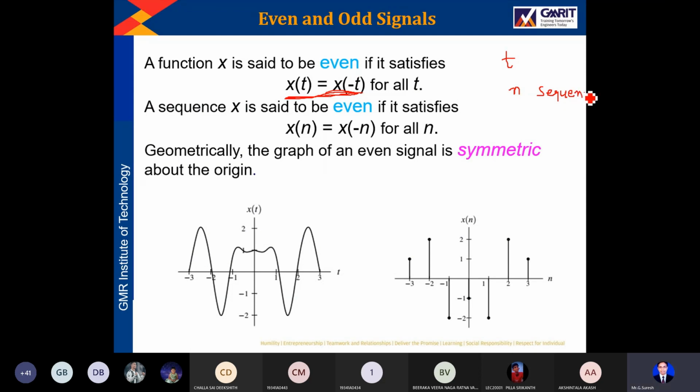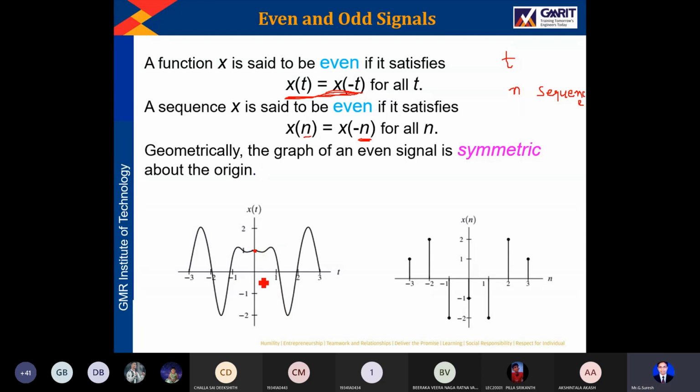It is a sequence. A sequence x is said to be even if it satisfies x of n equal to x of minus n. That means even if you reverse the signal, from both ways, it seems to be the actual signal. For example, we can say simply it is symmetric about the origin.